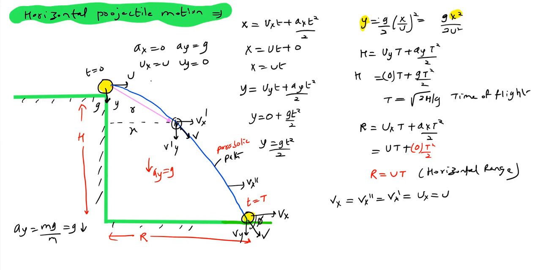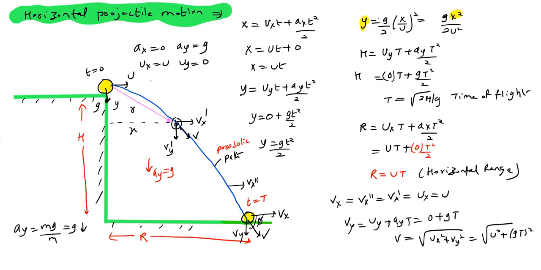It will remain constant. Any reason for that? There's no acceleration along the x-axis. The vertical component of the velocity should increase with time, because of gravity, because there is acceleration along the y-axis. So what about Vy? Vy is equal to Uy plus Ay into t. This is 0 plus gt. Then what is the speed? It is equal to the square root of Vx square plus Vy square, so this should be equal to u square plus (gt) whole square.